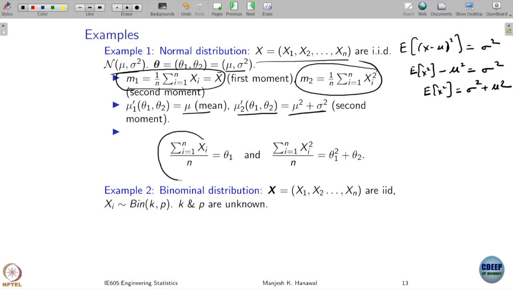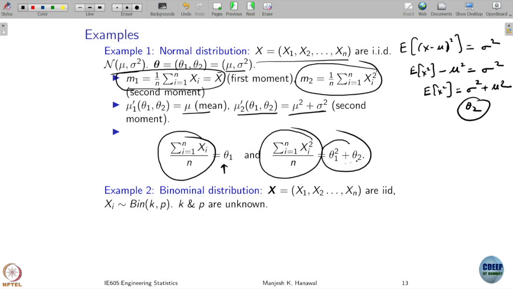This is the first moment I got from the samples, and this is the true first moment. And this is the second moment I got from the sample, and this is the true second moment, right? Notice that the theta sigma square I have denoted as theta 2. So that is the theta 2 and theta 1 square.